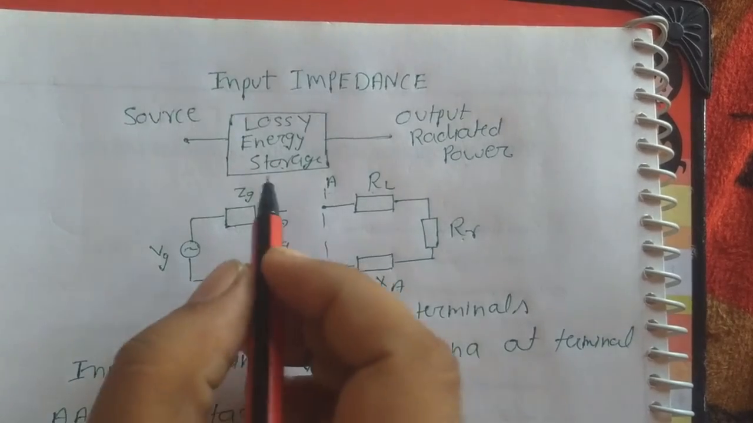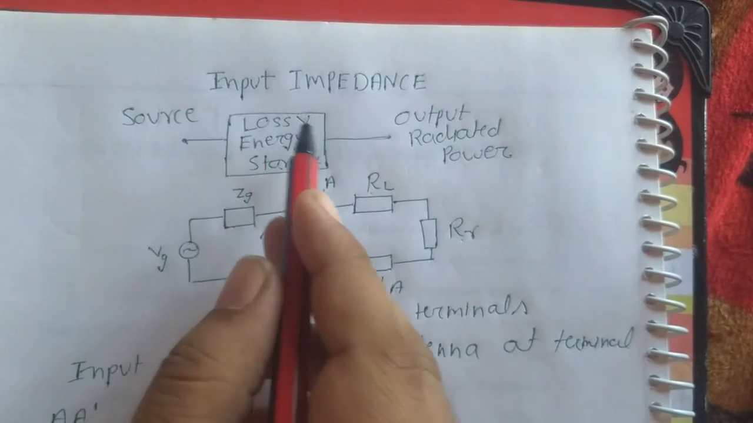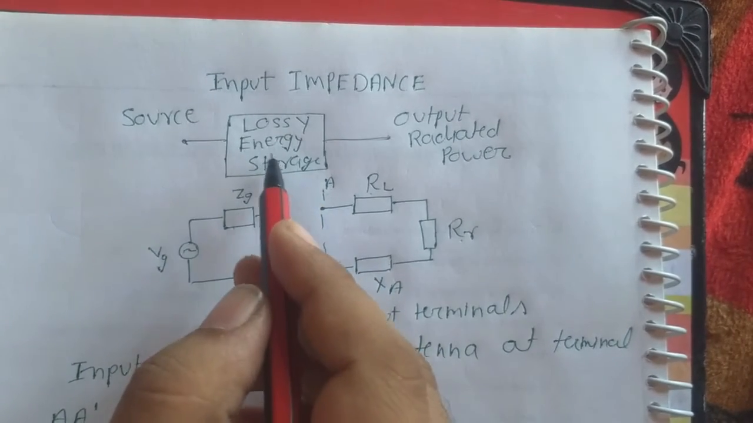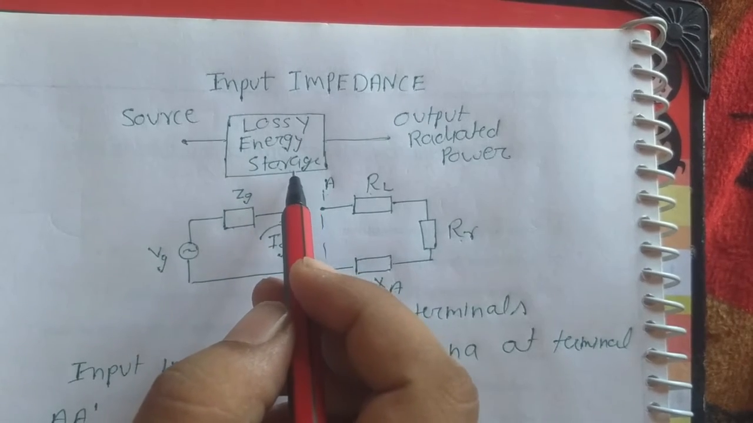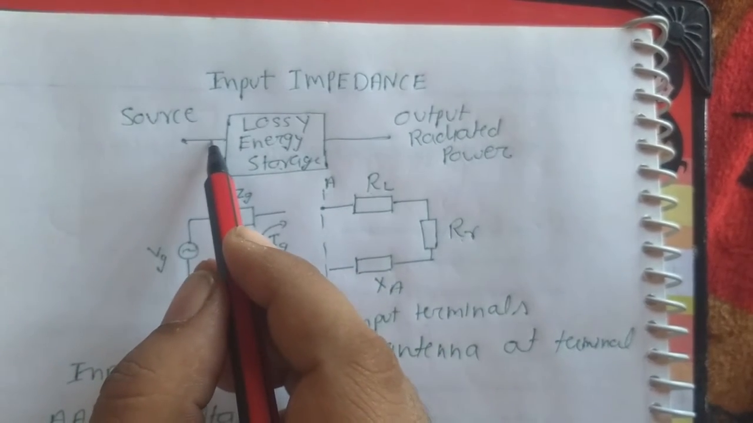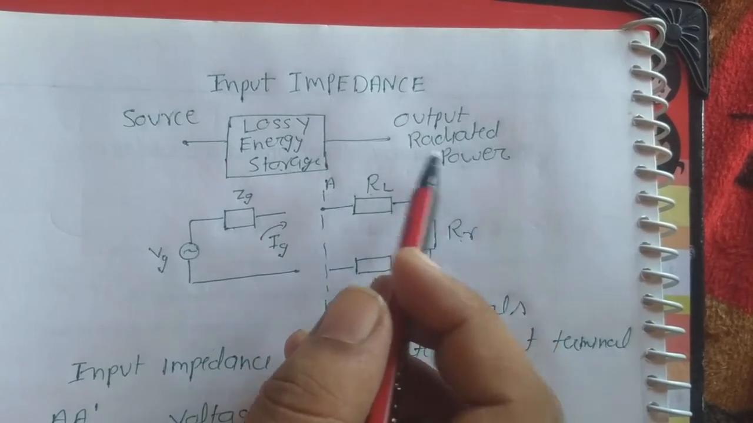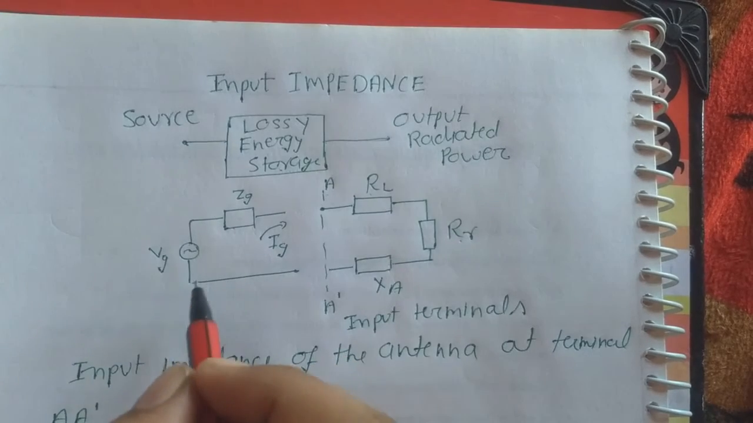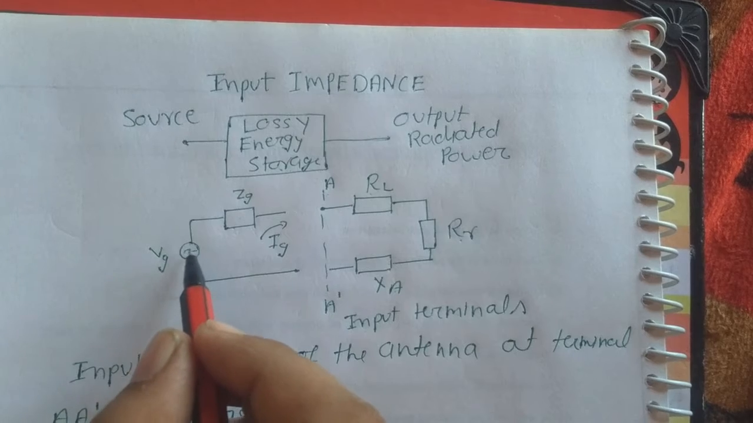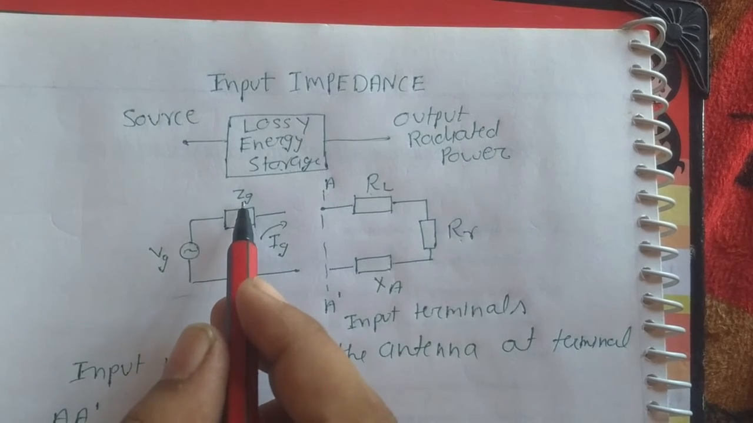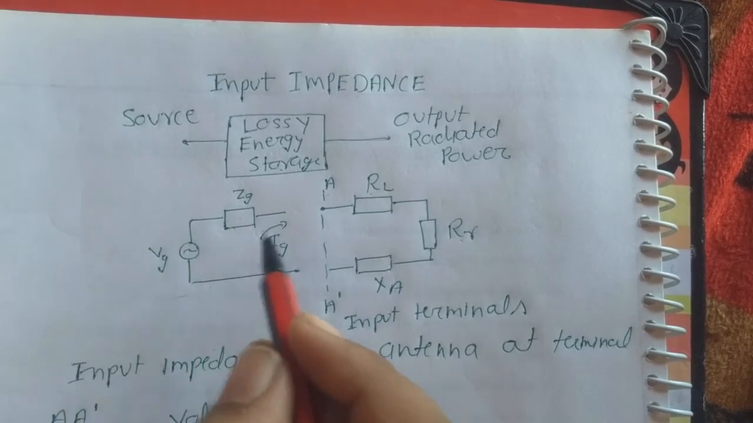Okay, so this is the block diagram of the antenna. Antenna is represented by a block of lossy energy storage. Antenna is nothing but a lossy energy storage element which is connected to the source, and output of the antenna is radiated power. This is the equivalent circuit of the source, where Vg is the voltage of the source and Zg is the internal impedance of the source.